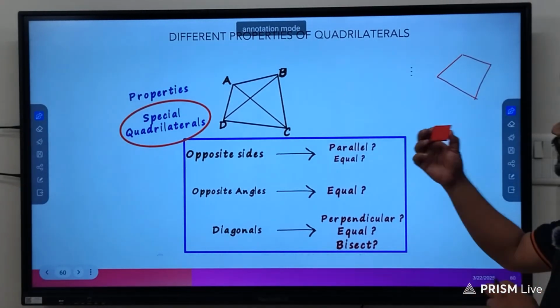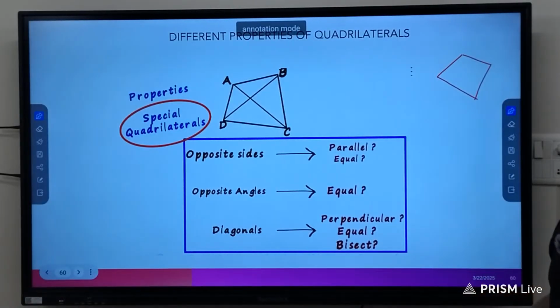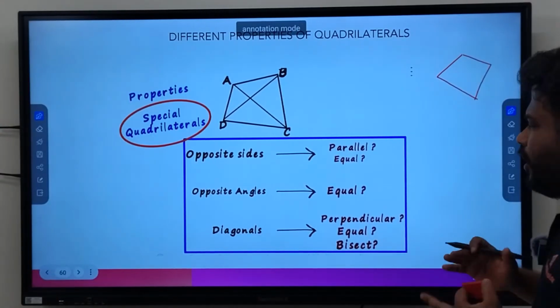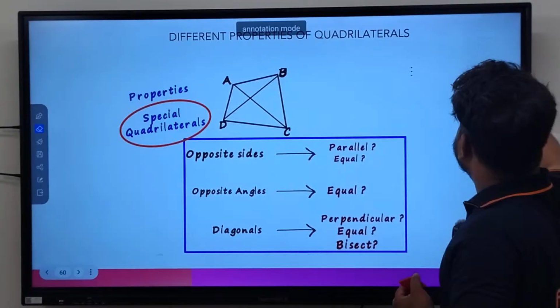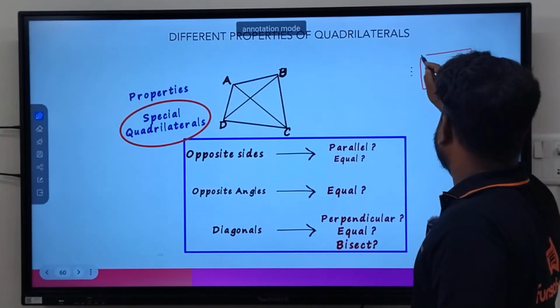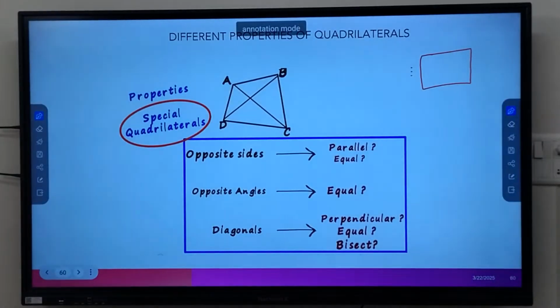So the sides are parallel and equal, it will be a rhombus. This is the method by which we can find out, or rather you can tell, which type of quadrilateral it is just by seeing the picture.